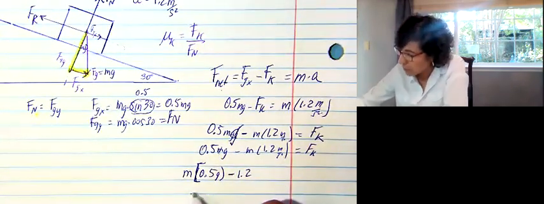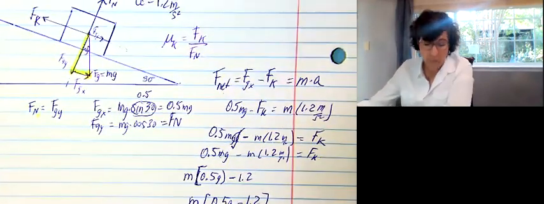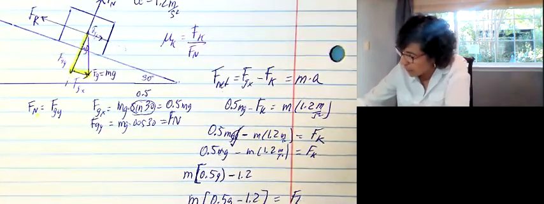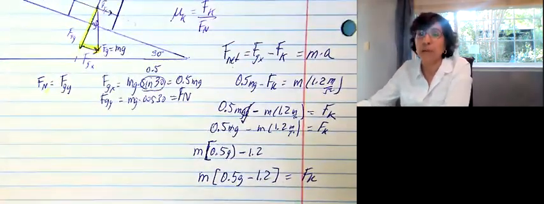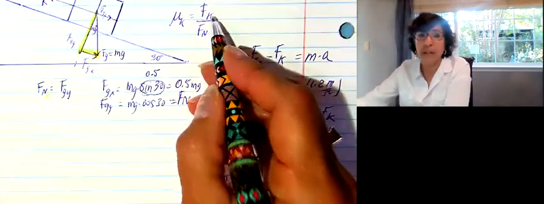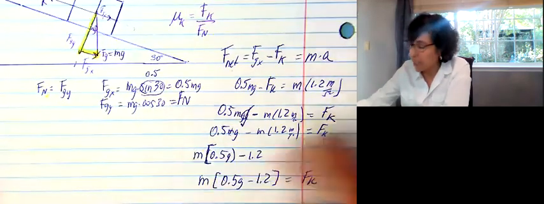So let me rewrite that, guys. I'm going to take off the units. M times 0.5 g minus 1.2. How's that? Minus 1.2 is equal to your f sub k. All right, there's my f sub k. So why don't I just replace all that up here and take my Fn, all this right here. You'll notice the n's are going to cancel out.